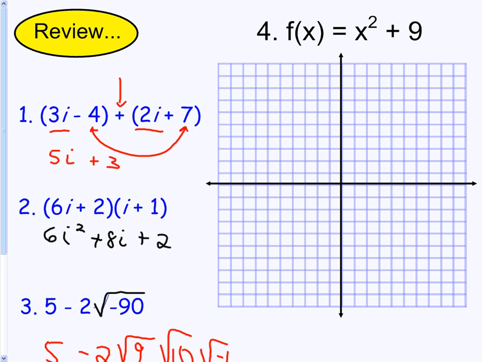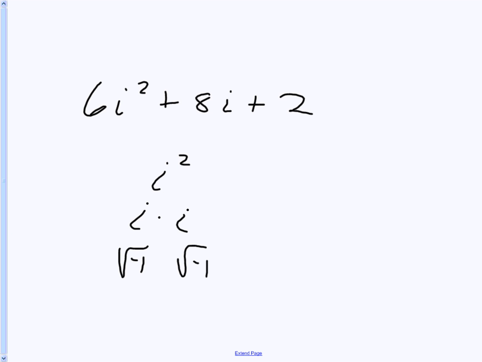Okay. So let's talk about that for a second. 6i squared plus 8i plus 2. i squared is -1. Why? Well, wouldn't you agree that i squared is the same as i times i? Okay. And what is i? The square root of -1. So i times i is the square root of -1 times the square root of -1. Here's one of those little definition things. What do you get when you put these two together? Well, what if I had the square root of 9 and the square root of 9, and I multiplied them? What would that give me? The square root of 81, which is 9.